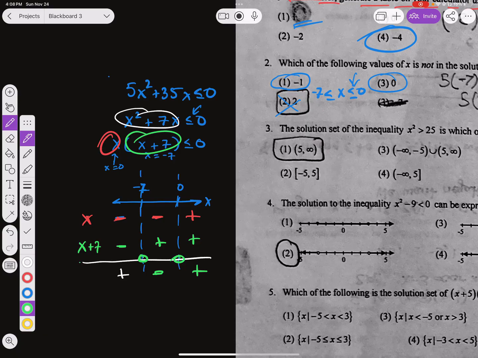And so when is my function negative? When is it less than or equal to 0? From -7 and 0 and everything in between gives me negative numbers. So that'd be my solution set.